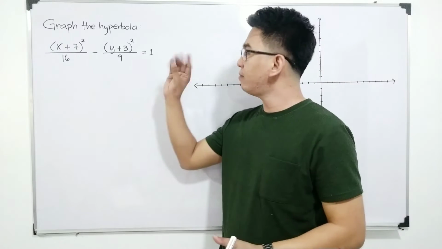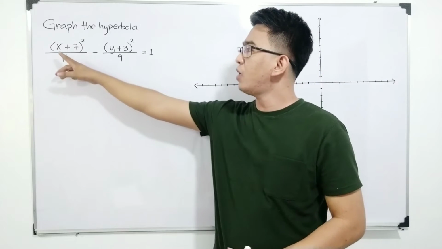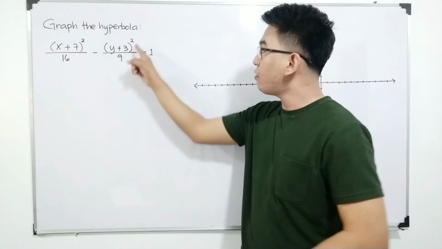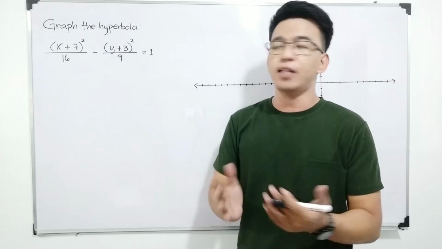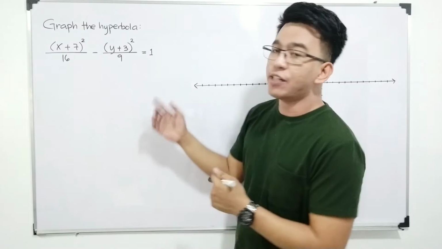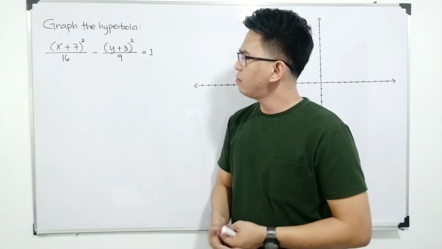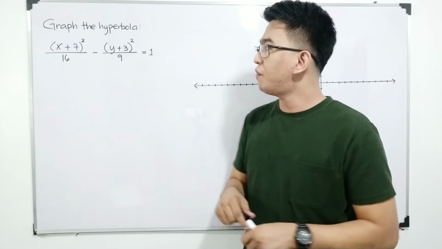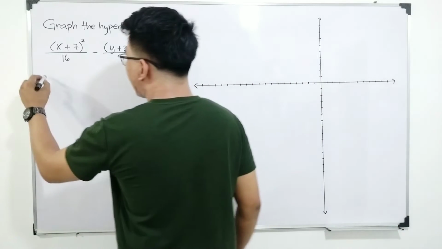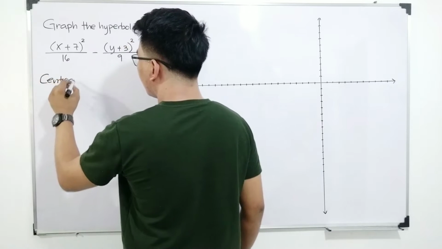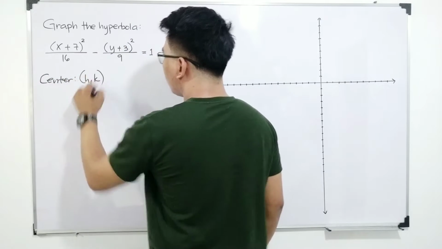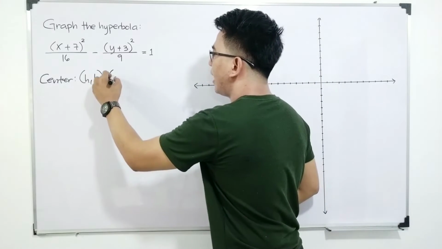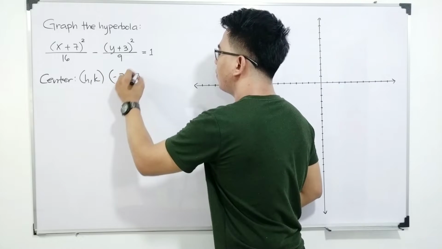So we have here the given equation of the hyperbola in which we have (x + 7)^2 over 16 minus (y + 3)^2 over 9 is equal to 1. So this equation is already in standard form. That's why we can easily identify the center of the hyperbola. By the way, guys, yung center natin, this is h, k, kunin agad natin, guys. The center is simply negative 7, negative 3.